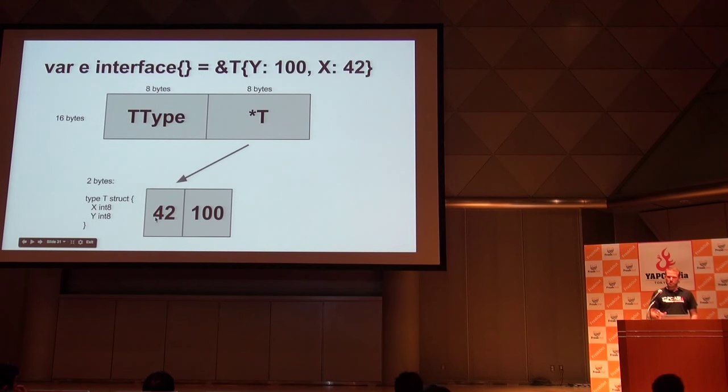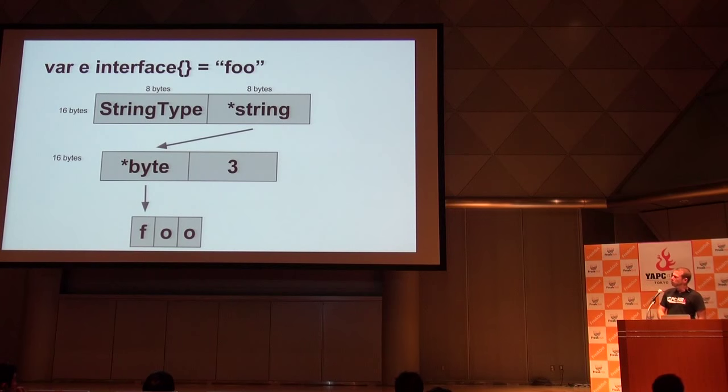If you try to put something that's bigger than a pointer in there, for instance, remember a string is 2 words of memory. A string is a byte pointer and a length. You can't put 16 bytes in 8 bytes here. So instead, there's a level of indirection, and this is a pointer to a string. This is transparent. You can't see this at the language level, but this is happening behind the scenes. It's doing this allocation. And then that is the string.